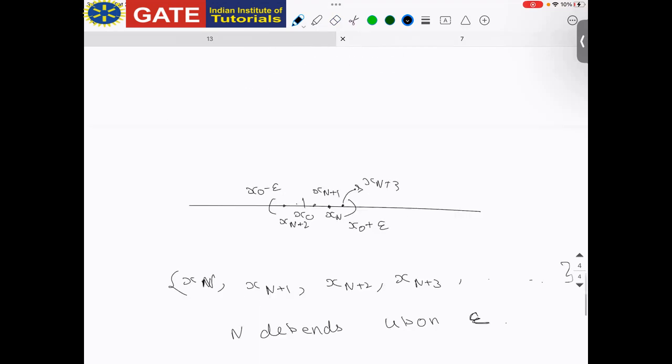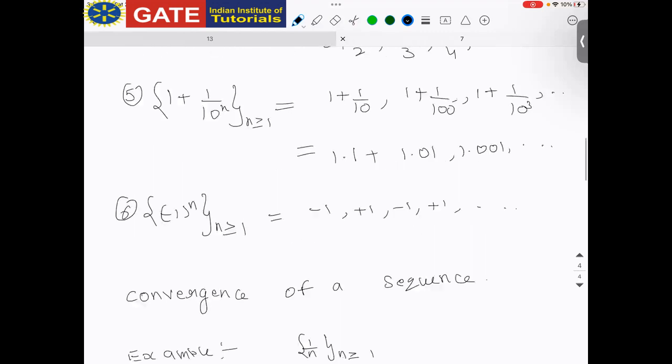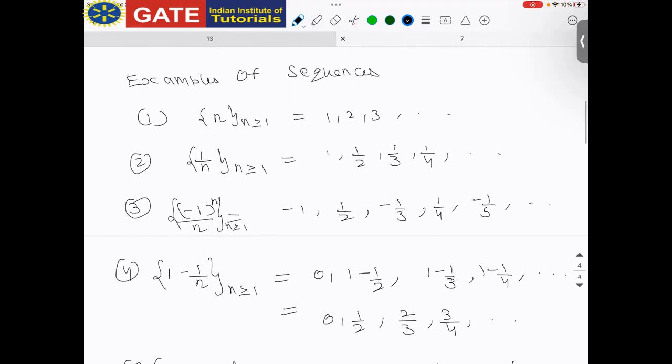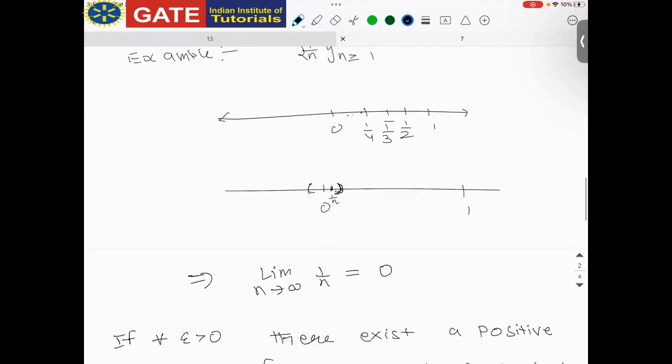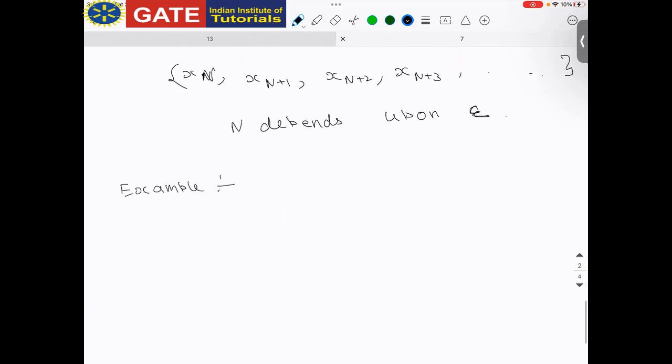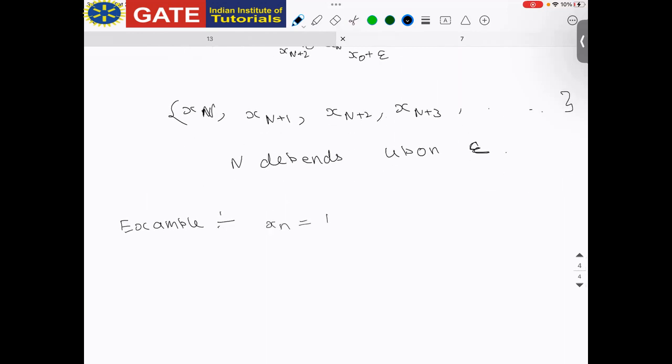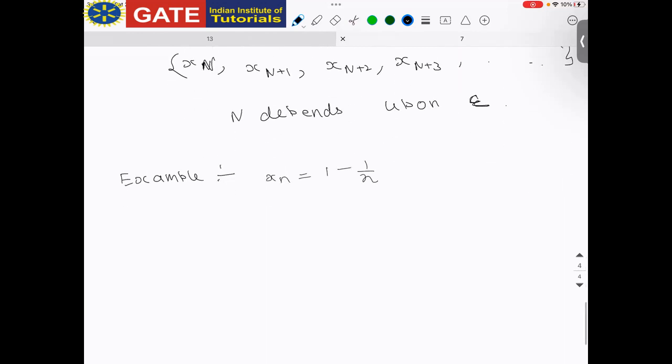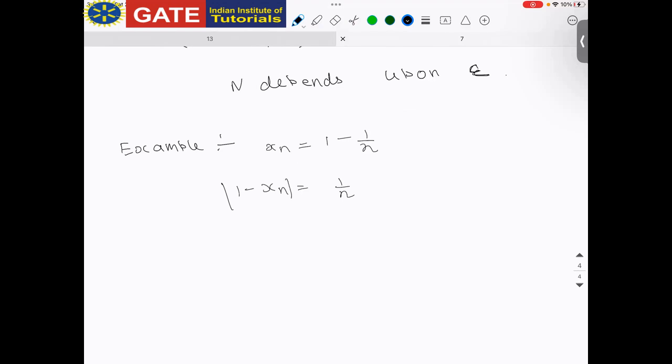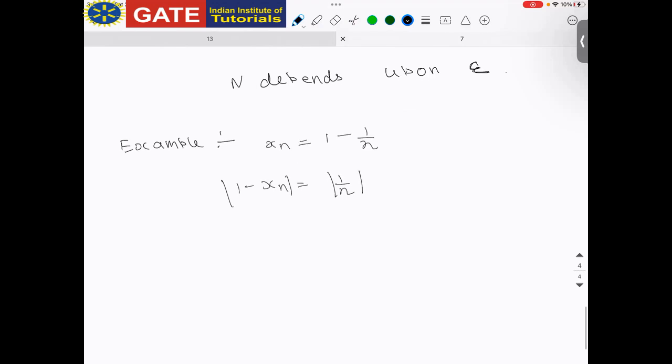Let's look at the sequence number 4: 1 minus 1 by n. Consider xn is equal to 1 minus 1 by n. Now 1 minus xn is equal to 1 by n. Take the modulus. Now we want this to be lesser than epsilon, right?